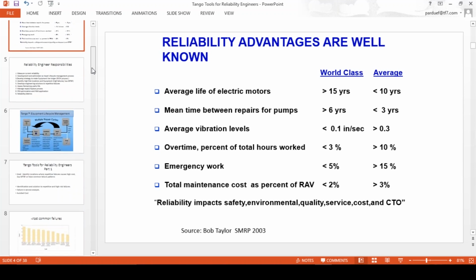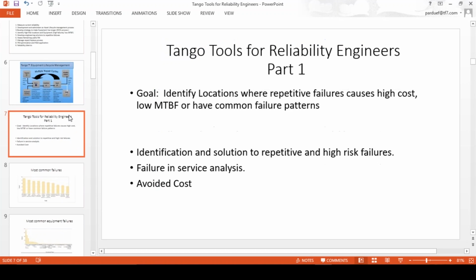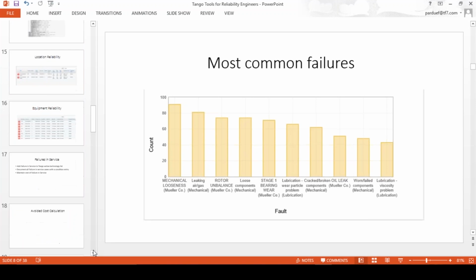And two weeks ago, when we did this before, we were talking essentially about what the reliability engineers do, what some of the tools in Tango are, and some of the benchmark things like MTBFs and emergency work orders and average vibration levels and so forth.